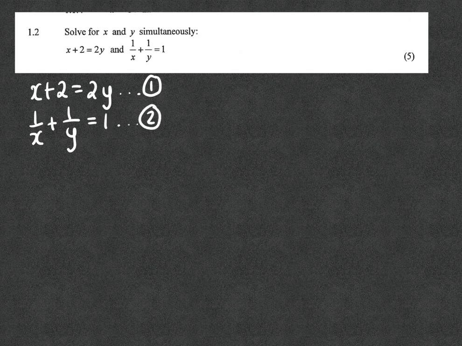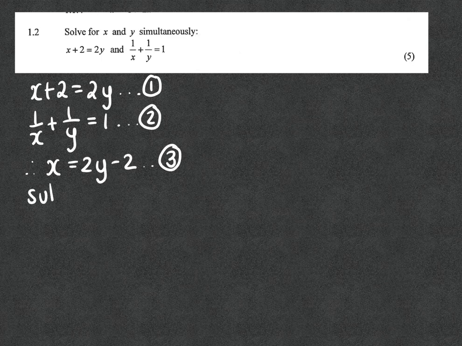Now, the easier of the two equations to make either x or y the subject of the formula would be equation 1. So let's get x by itself. You want to avoid making fractions as your third equation. We are using the substitution method of simultaneous equations here. So let's make x the subject. It's going to be x = 2y - 2. That would be my third equation.